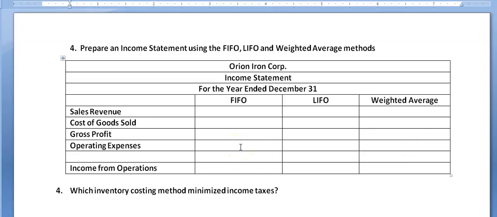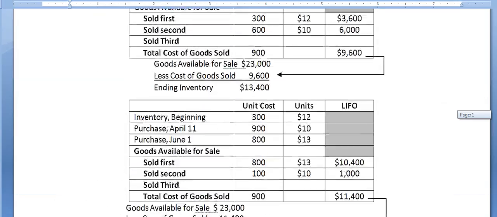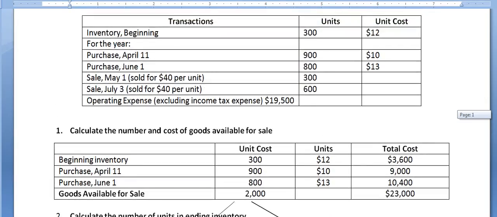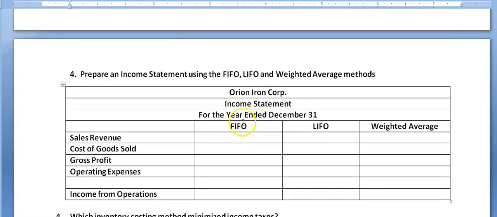We first have to calculate the sales revenue, and to do that we would go back up to our chart of information for the problem here. We sold 900 units and they were $40 a piece. So I'm just going to type in the calculation for you here, 900 times 40, and that will give us 36,000 regardless of the method. It will be the same for all 3 methods.